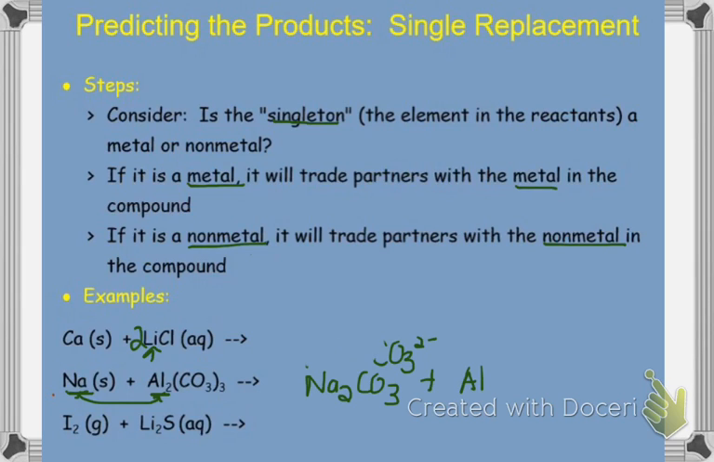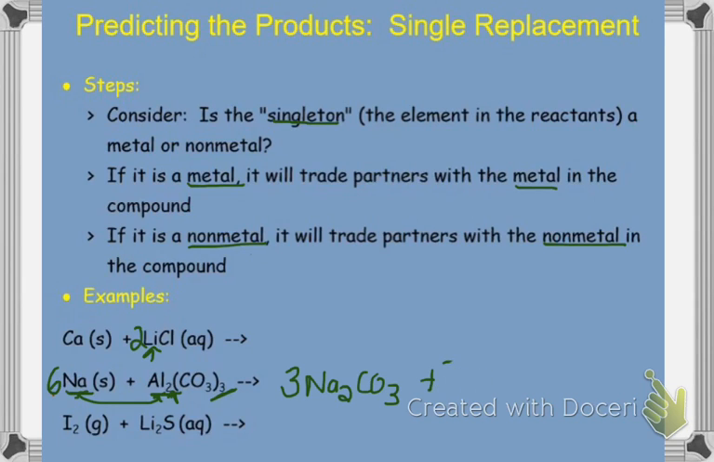Last step, I need to balance my equation. So I see right now, the easiest one to start with would be the CO3 because it's the thing that's in a compound on both sides. I have 3 on the left, so I need to put a 3 here to get 3 carbonates on the right. That gives me 6 sodiums. So I need to put a 6 over here. And then the 2 that I see right here means I need 2 aluminums here. Balanced and done.